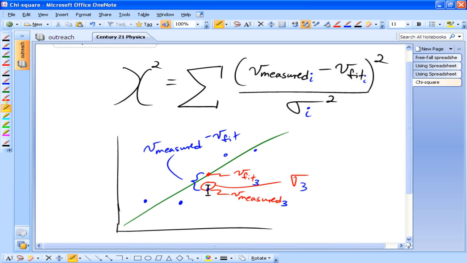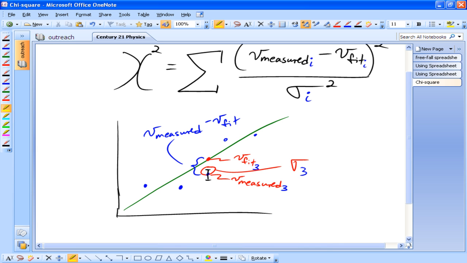This difference is squared so that the difference is always positive. So it doesn't matter whether the data point is below the fit or whether it's above the fit, as in this case. In this equation, we're also dividing by the error. And this is useful only if the error is different for the different data points. The reason for doing this is to give more weight to points that have less error.